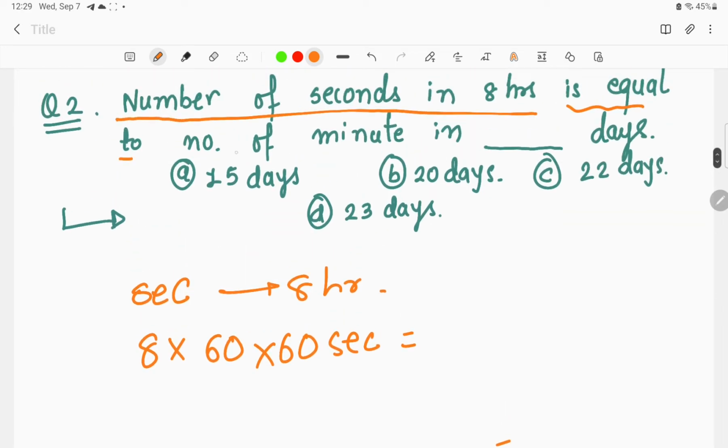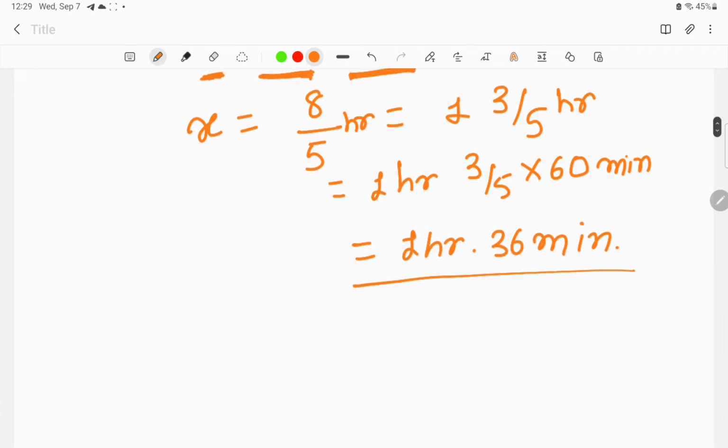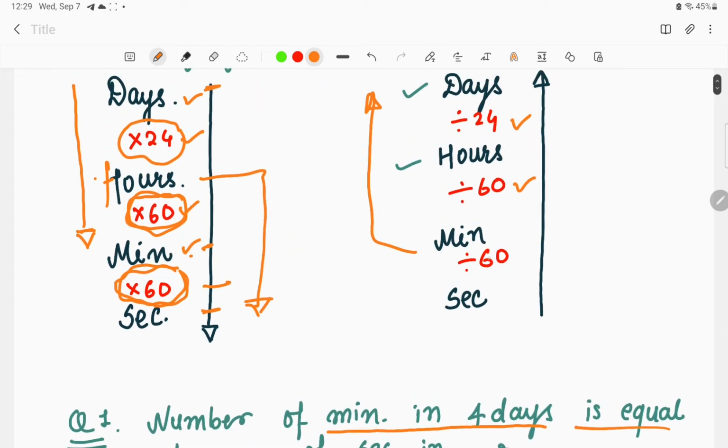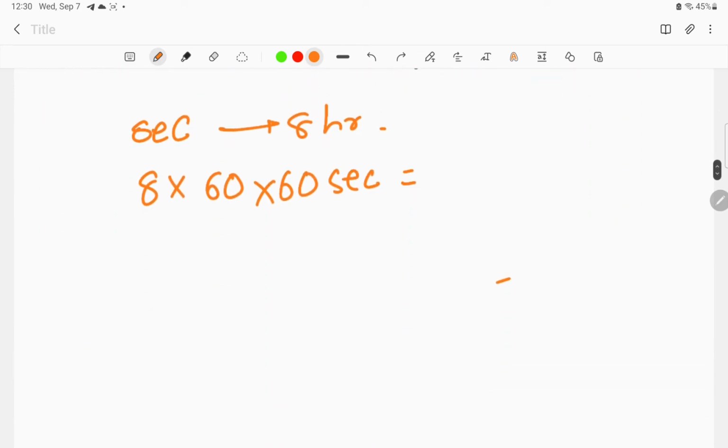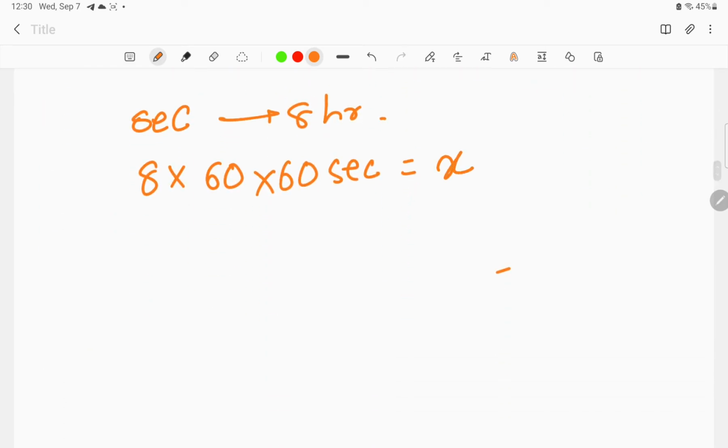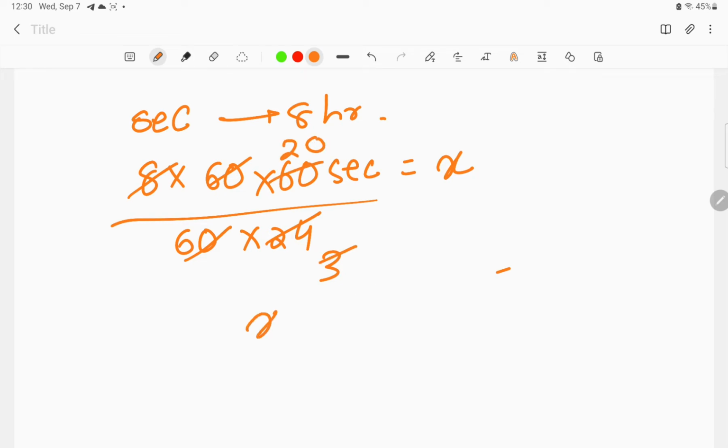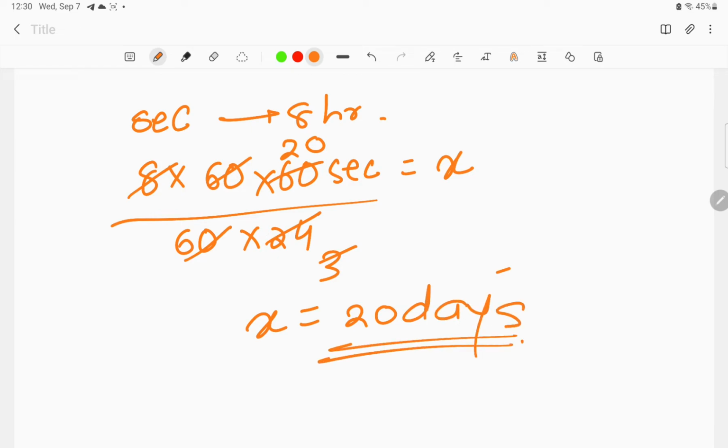So next, this is equal to what? The number of minutes in dash days. We have to convert the minutes into days. For that, what we have to do is divide by 60 once and divide by 24 once. Right, so this is the step we will follow over here. So x we have to find out. Here we have to divide it by 60, again we have to divide it by 24. So 8 3s are 24, 60 gets cancelled, and 3 2s are 6, so x is equal to 20 days. Okay, this is how we solve the question over here.